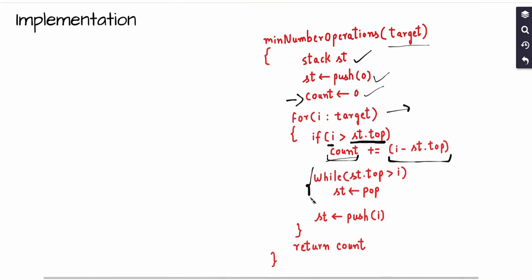Then I pop all those elements out of the stack which are greater than the current element because we no longer require them. Then I push the current element into the stack. Finally, I return my count variable right from here because this will store the answer. So this is how the min operation function is working using the stack data structure. Let's see the time and space complexity for this implementation.